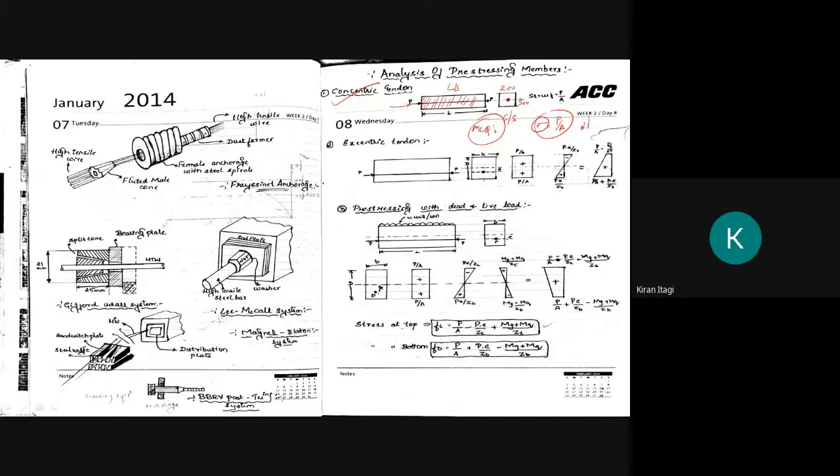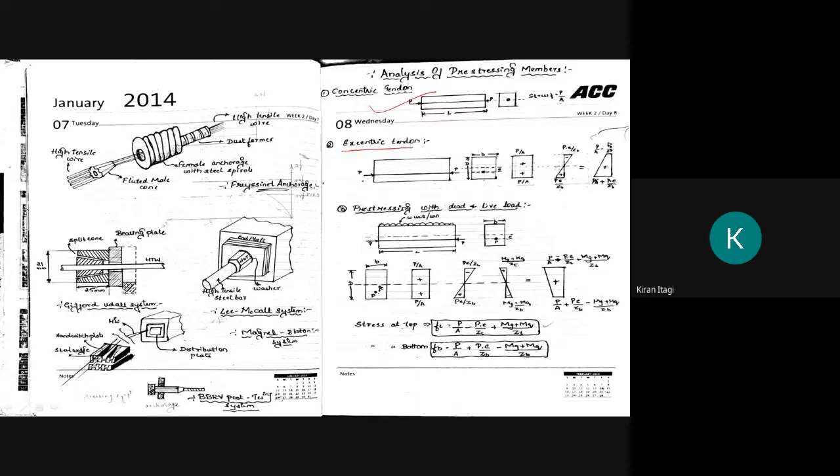The unit will be Newton per mm square. Remember one thing: the load will be in kilonewton, so we have to convert it into Newton, that is multiply by 10 power 3, and the area will be in mm square. Therefore the result will be in Newton per mm square. So this is about the concentric tendon.